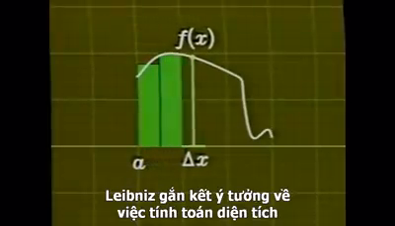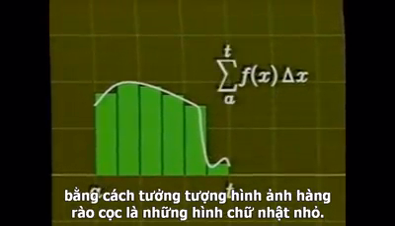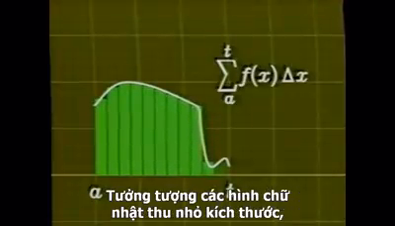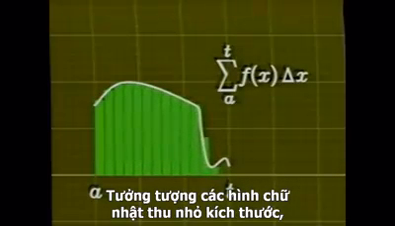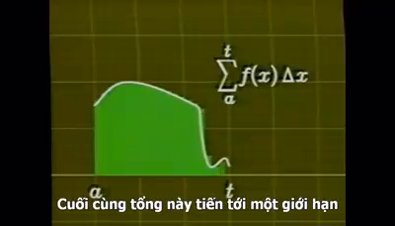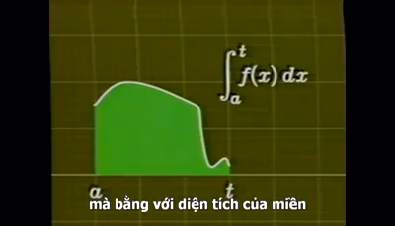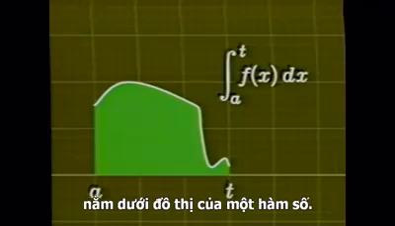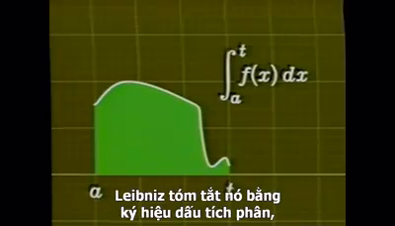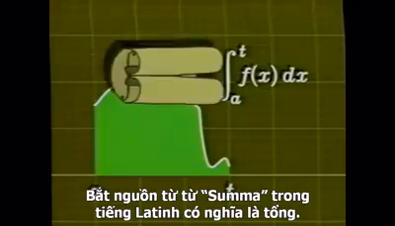Leibniz incorporated the idea of calculating area by imagining a picket fence of little rectangles. Imagine them diminishing in size and add their areas. Eventually, their sum approaches a limit, which is equal to the area of the region under the graph of a function. This is the process of integration. Leibniz summarized it with the integral sign, an elongated S from the Latin word for sum.